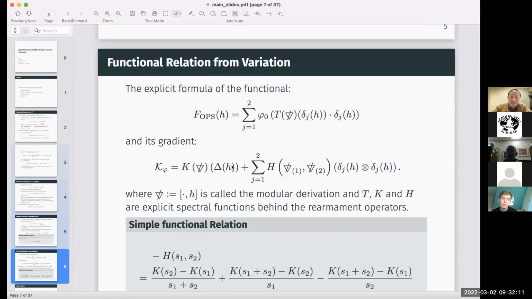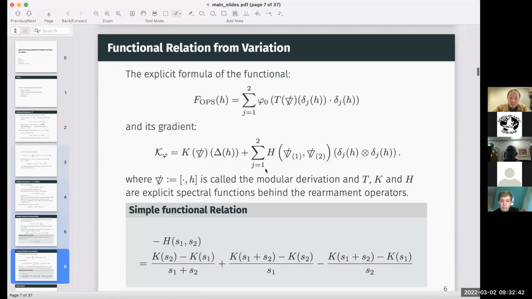Compared to the classical case, this is simply saying that this differential expression is involved only up to the second derivative in H, right? So you have a Laplacian and a delta like it. The new gradients are this T of nabla and K and H. I will call them rearrangement operators.